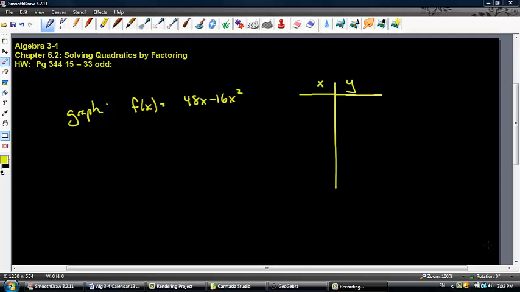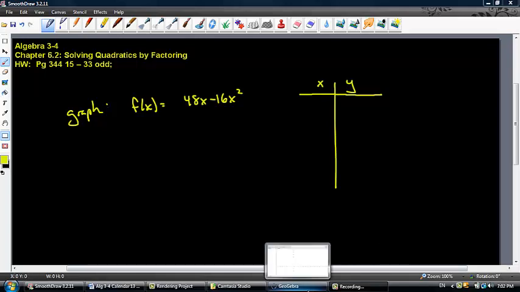Alright everyone, we're on chapter 6.2, which is solving quadratics by factoring. And a couple things I want you guys to copy down are the directions here, which is to graph this function f of x equals 48x minus 16x squared, and I want you to draw an xy table.